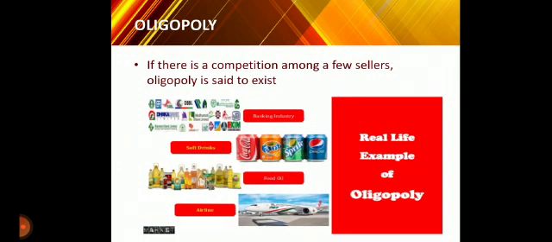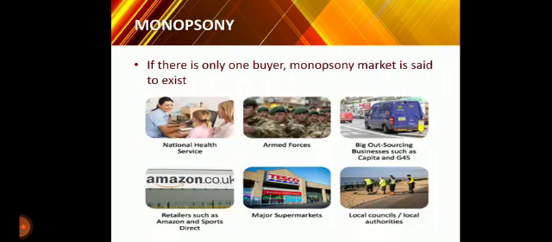Oligopoly. If there is competition among a few sellers, oligopoly is said to exist. For example, we have soft drinks, airlines, food oil, and banks. All these are oligopoly. And what is monopsony? If there is only one buyer in the market, it is slightly the upside down of monopoly. Monopoly is one seller and multiple buyers, and here it is one buyer and multiple sellers.